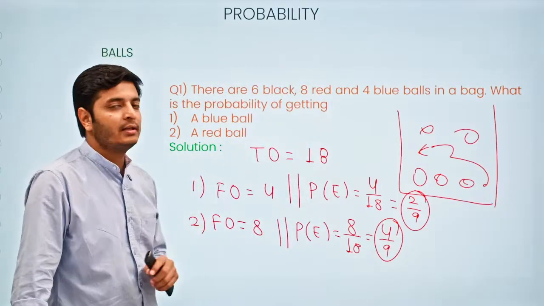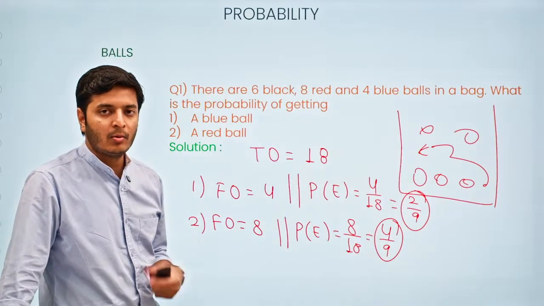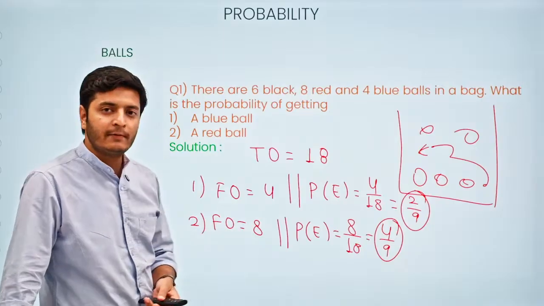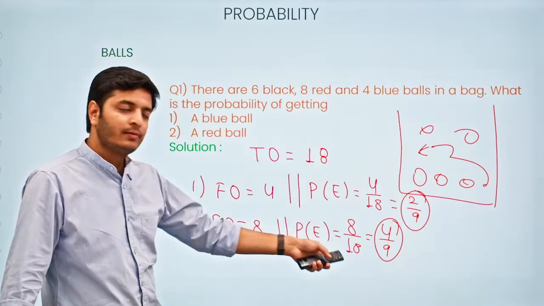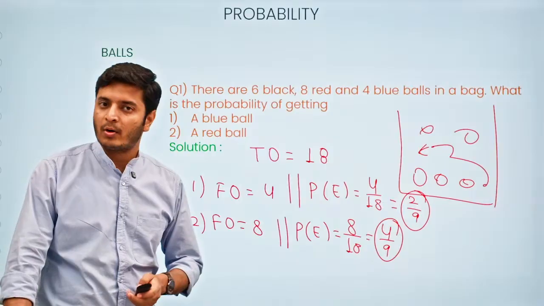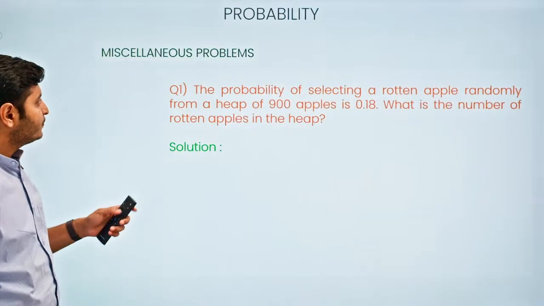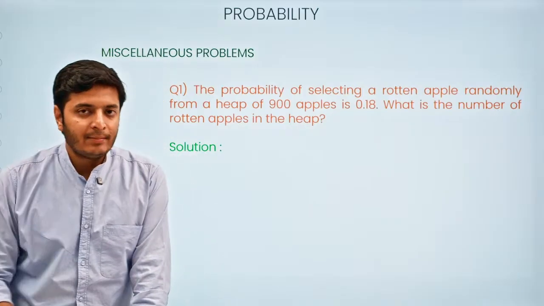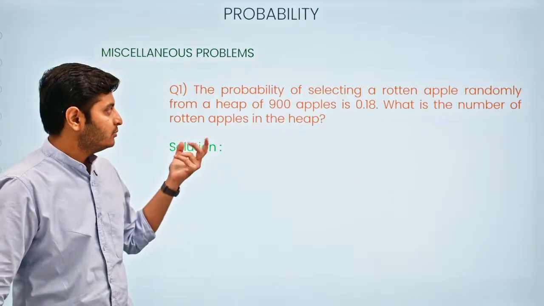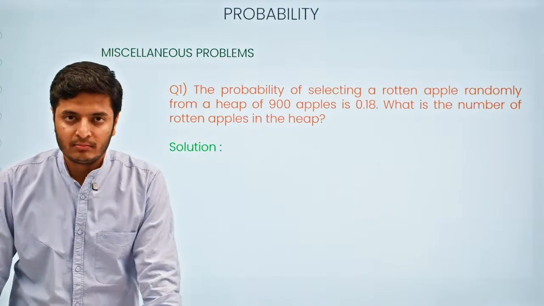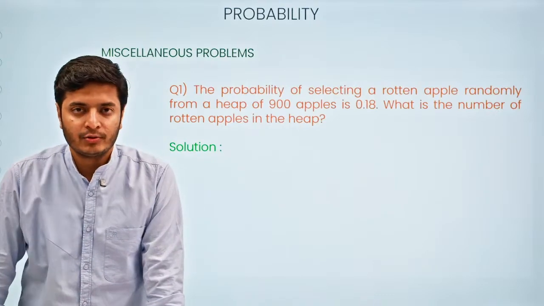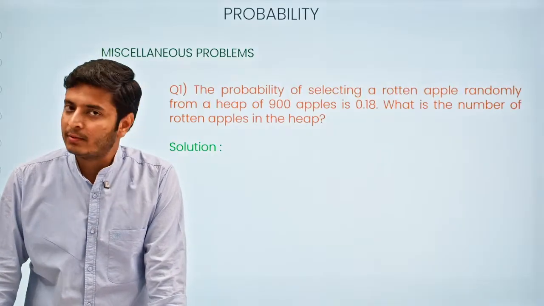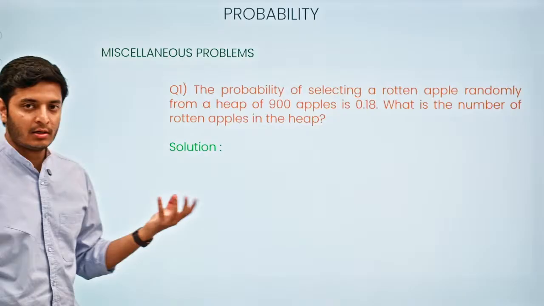This is how you can find the probability of getting a blue ball, red ball, like this. You just need to write down the favorable outcomes out of the total number of outcomes, that is your probability. Now the next type is miscellaneous problems. Most of the time you will be getting this type of problem in your exam. The previous problems are just to give you an idea how to find the probability, but this is the main crux now.